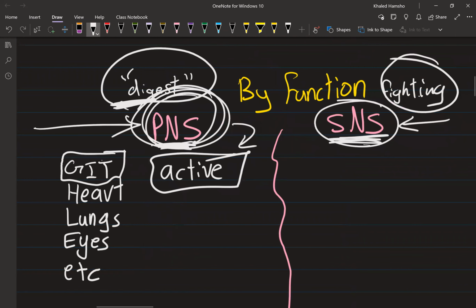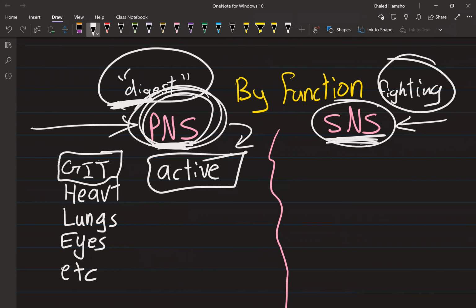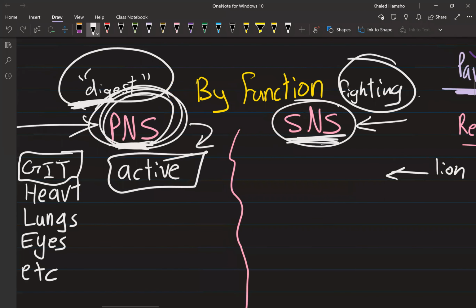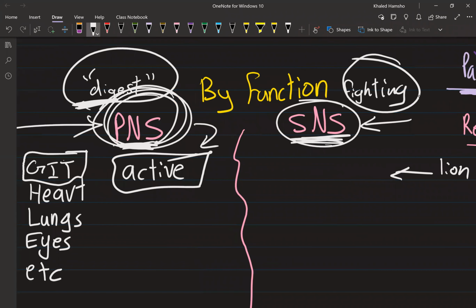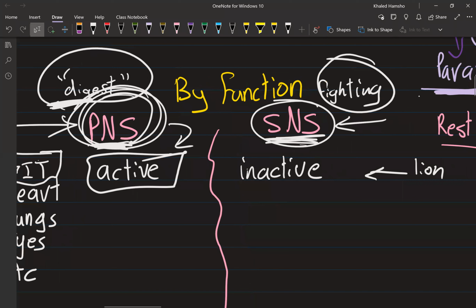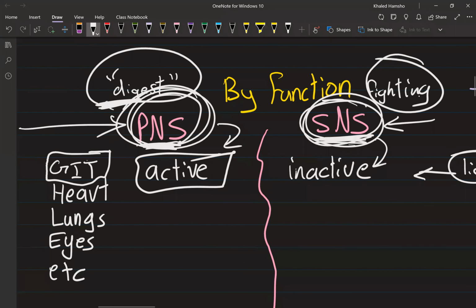On the other hand, if you were stressed out, say you're running away from a lion, and there's a lion approaching you over here, your GIT doesn't really need to be active at the moment. You don't need your colon to be active when you're running away from a lion. That's why the sympathetic nervous system, in this case, would shut down the GIT. That's why it would inactivate it.